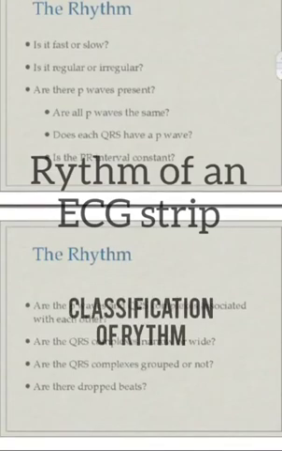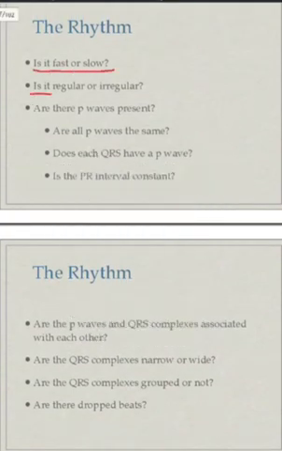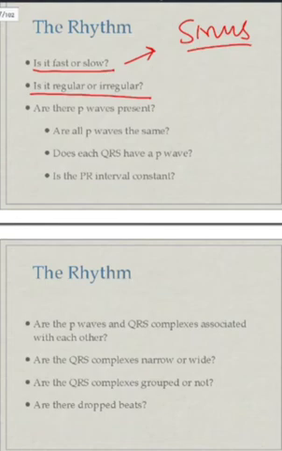What do we see in rhythm? We see whether the rhythm is fast or slow, and whether it is regular or irregular. Fast or slow, because we need to check which system is governing. Is it the sinus node or any other node, the AV node, or any ectopic? Then we need to see if it is irregular or regular.